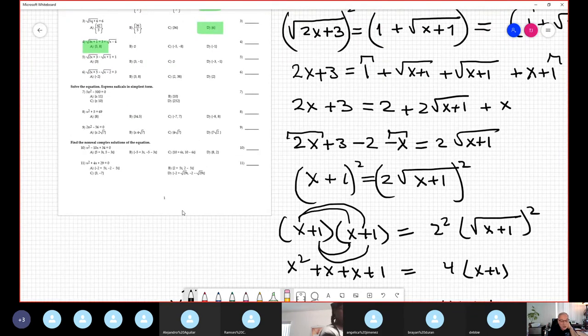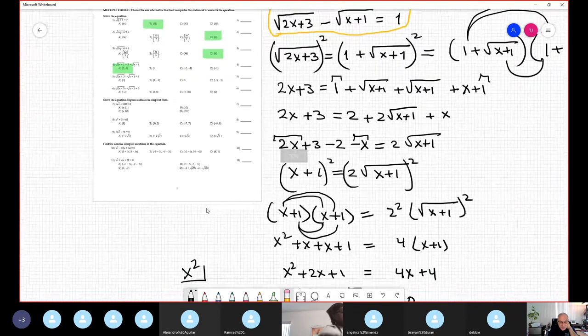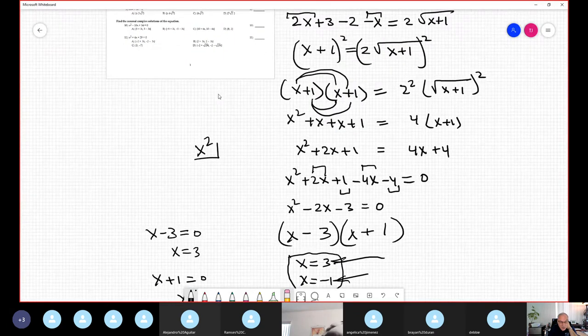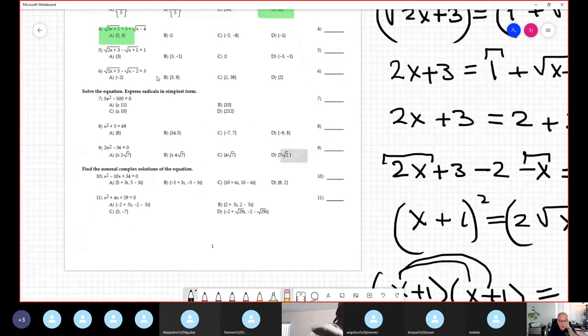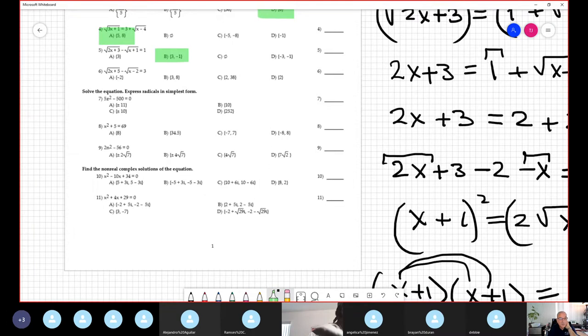Let me see, the solution is, I don't remember. Positive 3 and negative 1. There you go, I found it. Positive 3 and negative 1. Okay, I want to skip this because it's the same, it's too long. Okay, try to do it by yourself.